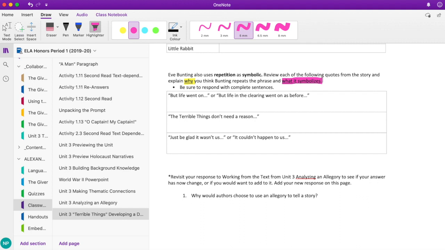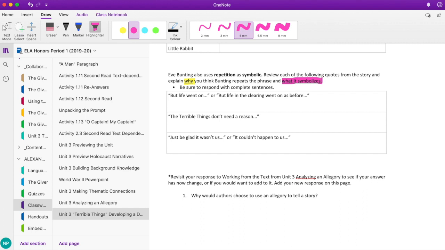So the 3 phrases you have, but life went on, but life in the clearing went on as before, because these phrases have been repeated frequently throughout the text, and you're going to think about why. Why would Bunting choose to repeat them? What's the purpose of their repetition? And then also, what do they symbolize? What do they mean? What do they represent? Same thing for the second one.